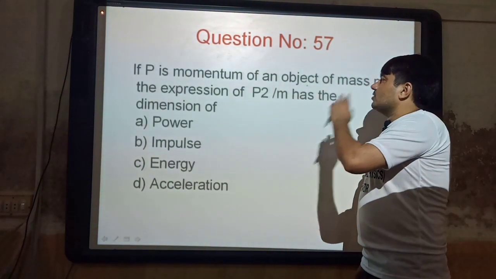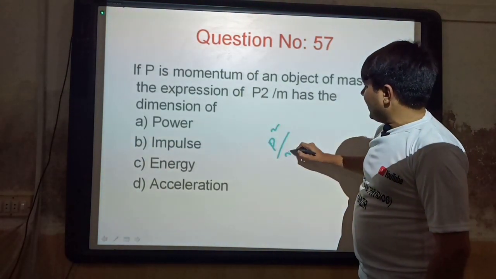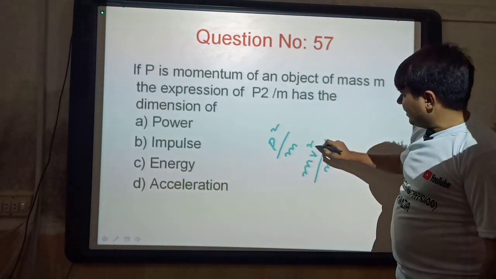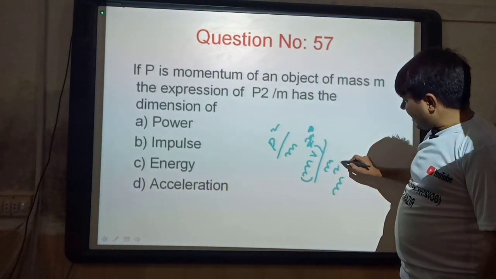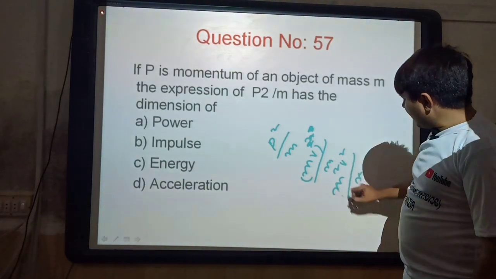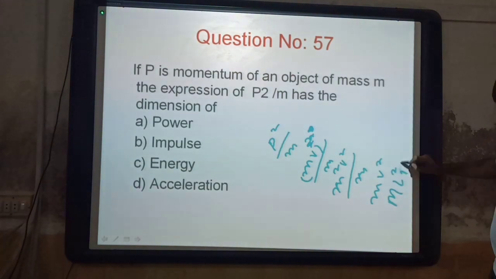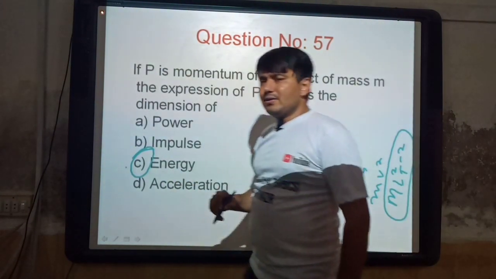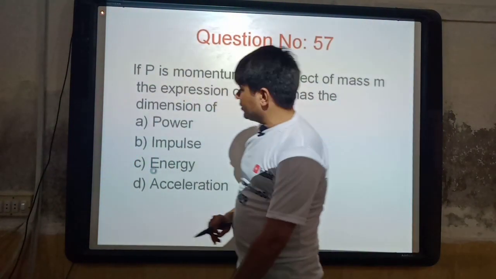If p is the momentum of an object and here is p square over m, the p is equal to mv, so m square v square over m, 1 m cancels, mv square. It's M L square T inverse square. The dimension is M L square T to the power minus 2. It's the dimension of energy. From this expression we have concluded the dimension of energy.